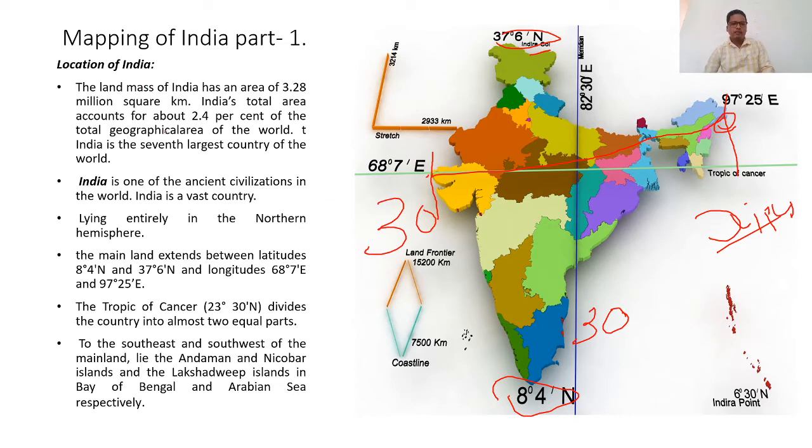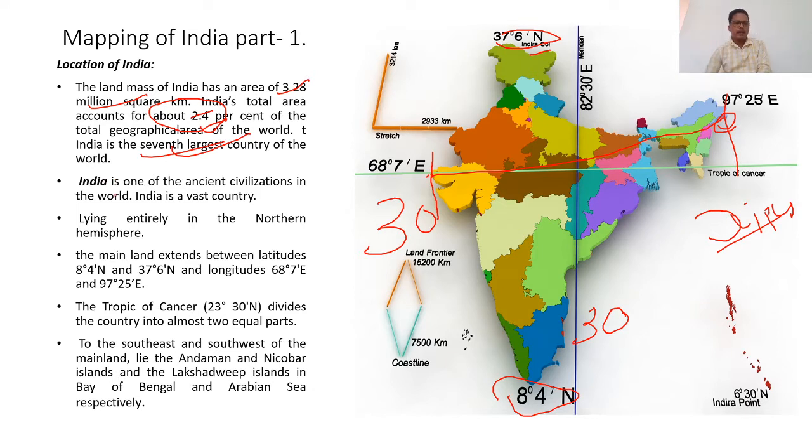Okay, so the landmass: India is the 7th largest country in the world, having 2.4% of the total geographical area of the world. So this is also one of the first important things. The area of India is 3.28 million square kilometers. If we consider the total landmass of the earth, it is only 2.4% of the total geographical area of the world. It is the 7th largest country, after Russia, Canada, China, USA, Brazil, Australia, then it would be our beloved country.